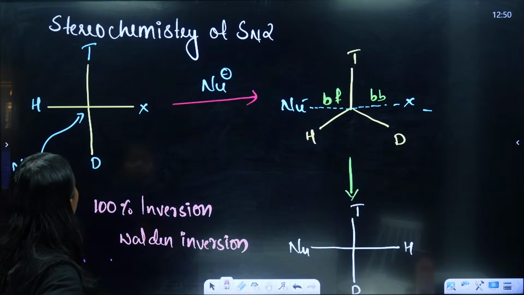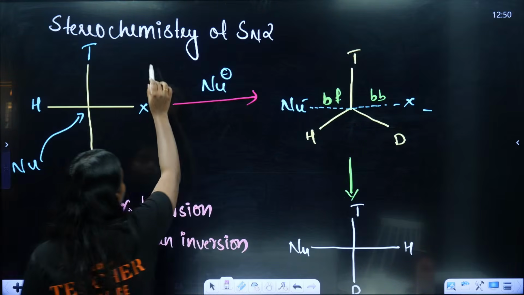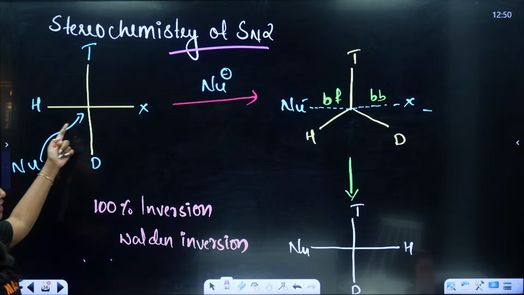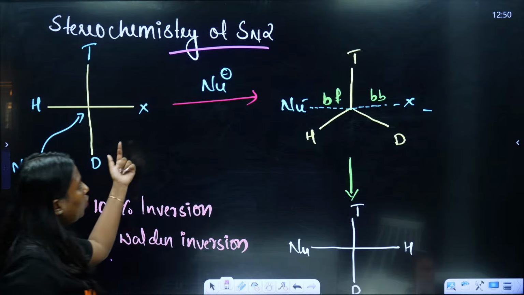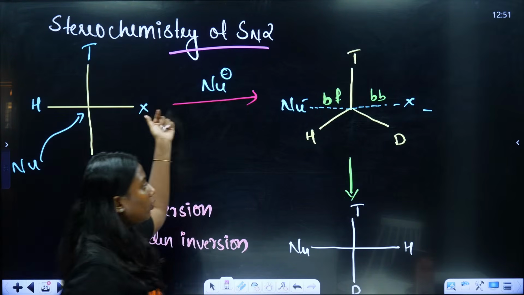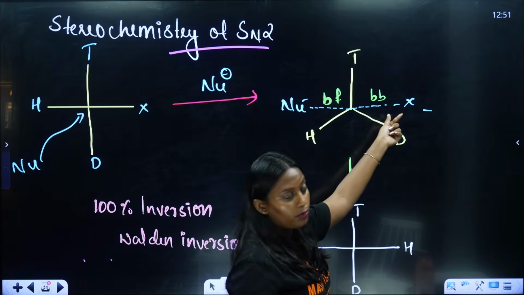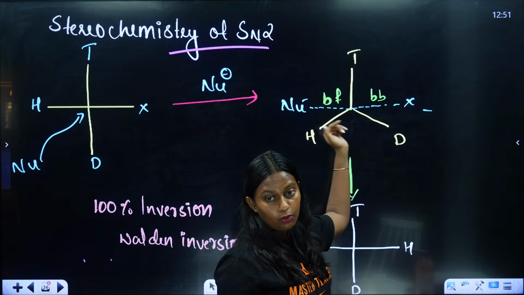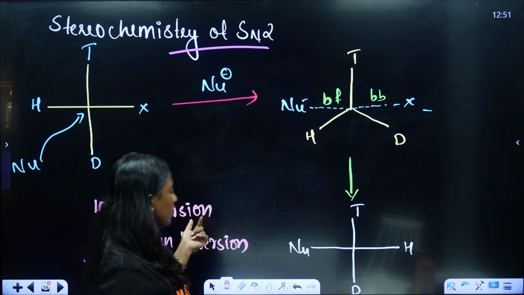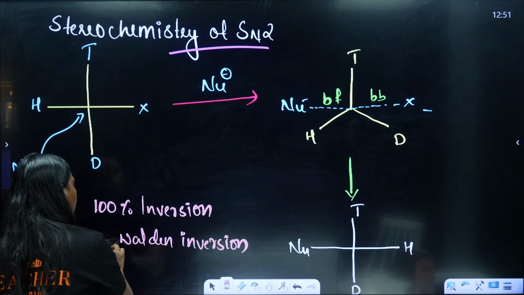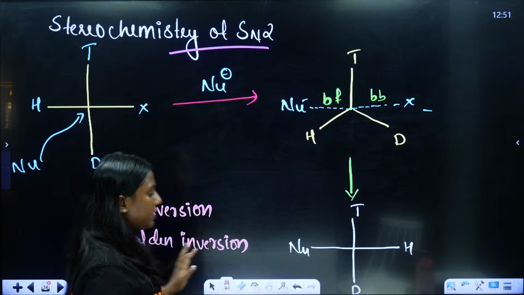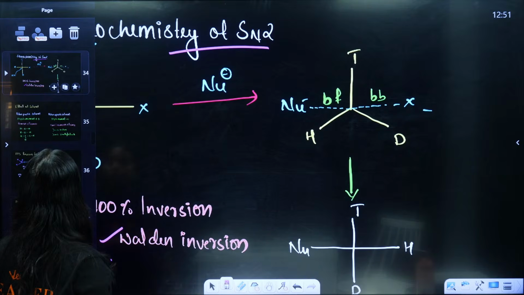Yes. So here you can see the stereochemistry of SN2. Here the nucleophile is attacking from the opposite side to the halogen. So what will happen? You can see bond formation and bond breaking. The halogen group will leave. So you will get 100% inversion product. That is actually Walden inversion, okay. Is it clear? It is simple only.